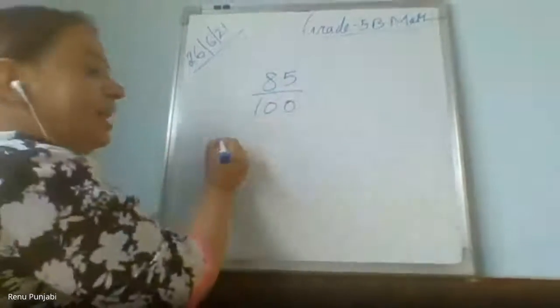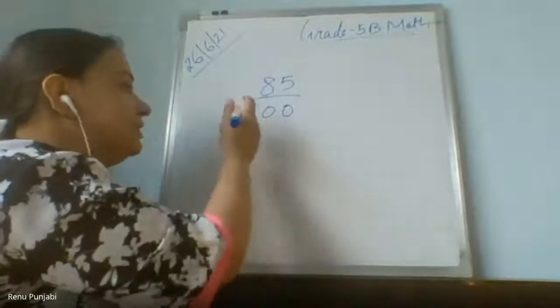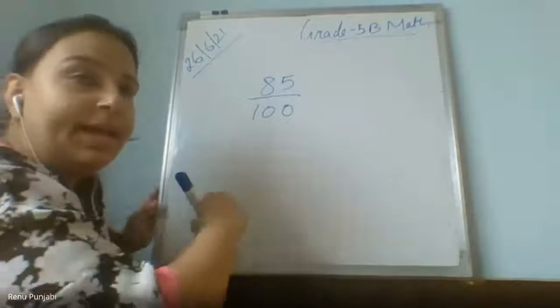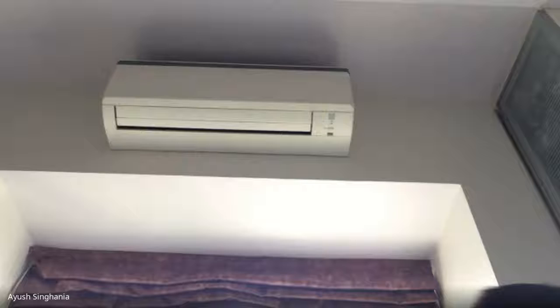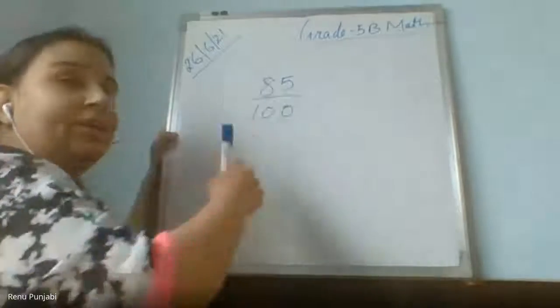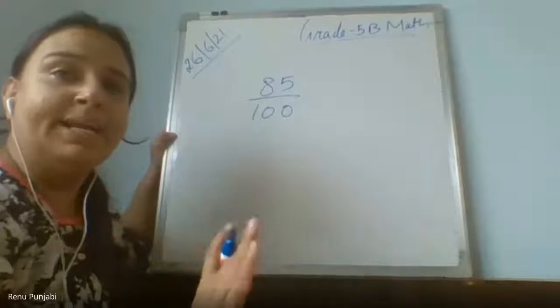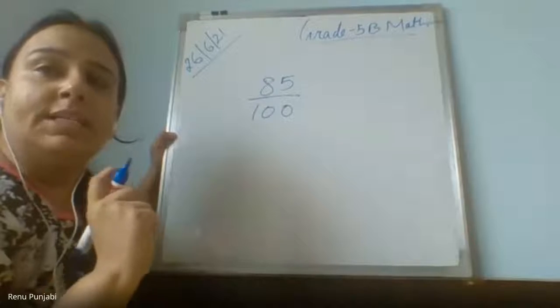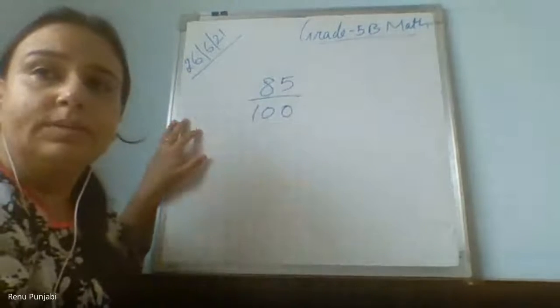Write this in notebook and do along with me, step by step. First we check with 2. Is 85 divisible by 2? No. Divisible means when there is no remainder coming, completely divisible. Is 85 divisible by 2? No, ma'am. So what we would do, we will move to the next number.